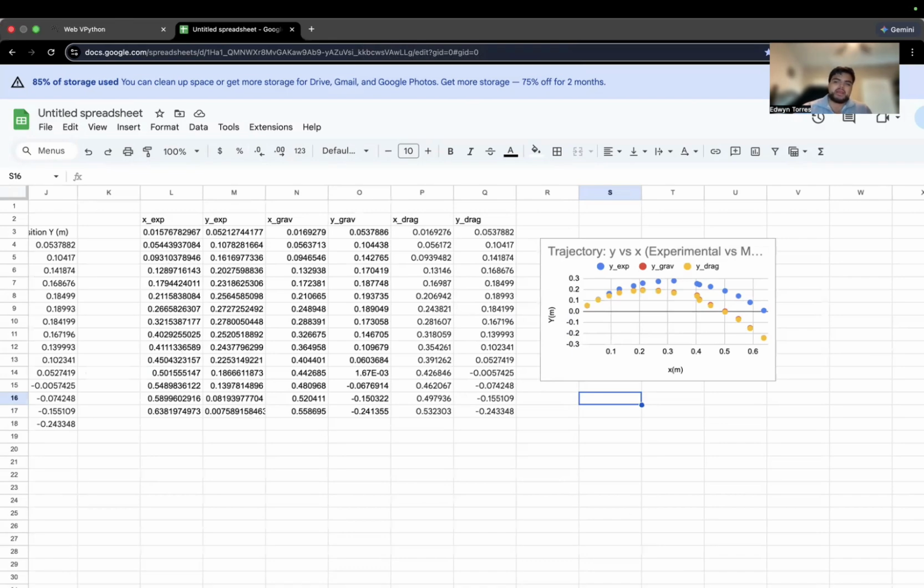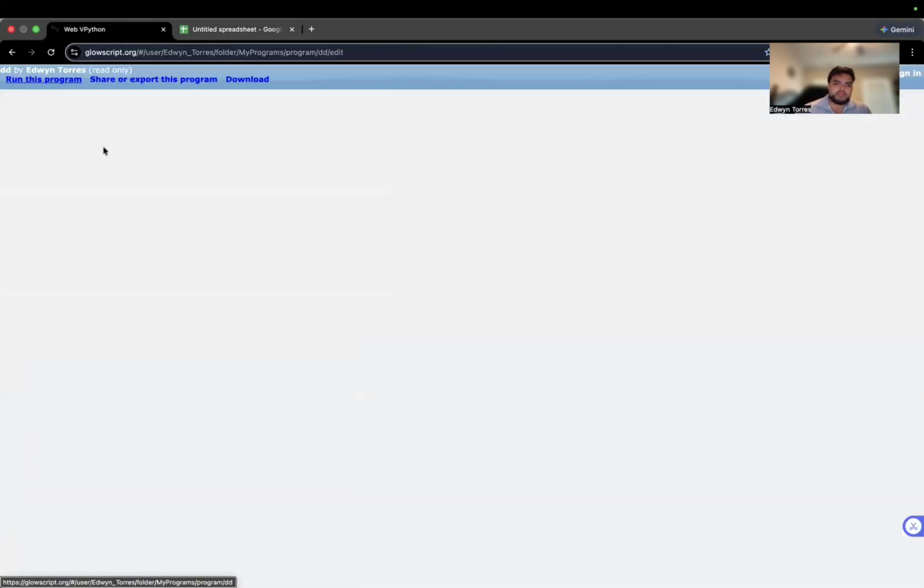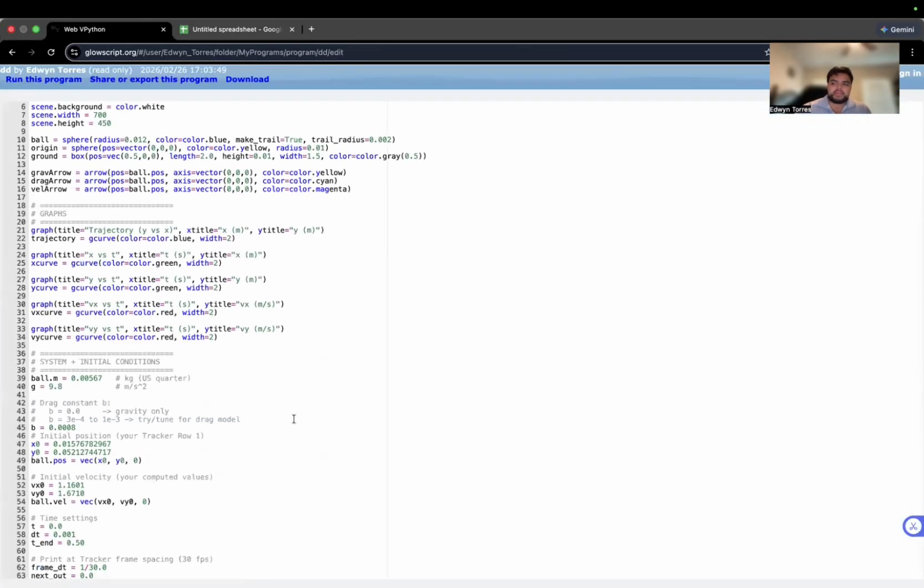Next I made my Glowscript model using only gravity. That means the net force is F net equals F gravity equals 0, negative mg, and 0. So the acceleration is constant. Let me show y'all this. It's constant downwards at g equals 9.8 m/s squared. I set the initial position and velocity using the first two Tracker rows, and I ran the simulation for about 0.47 seconds to match the real video time.